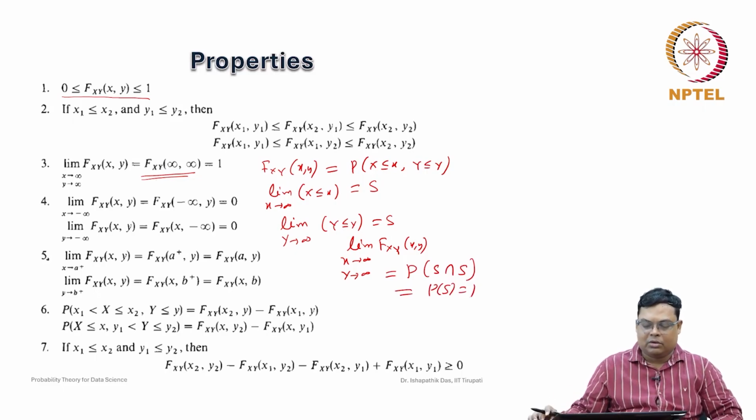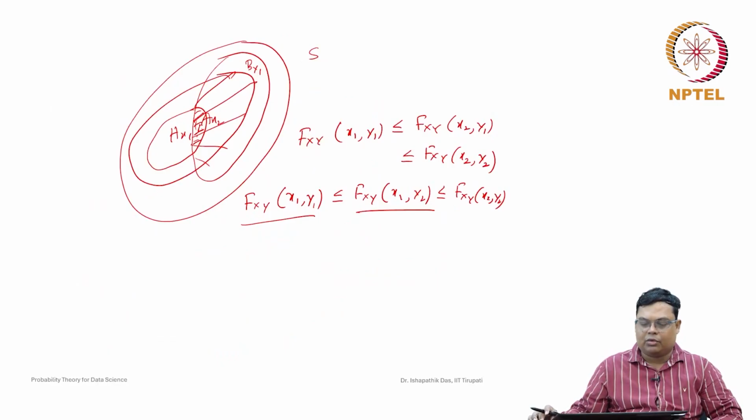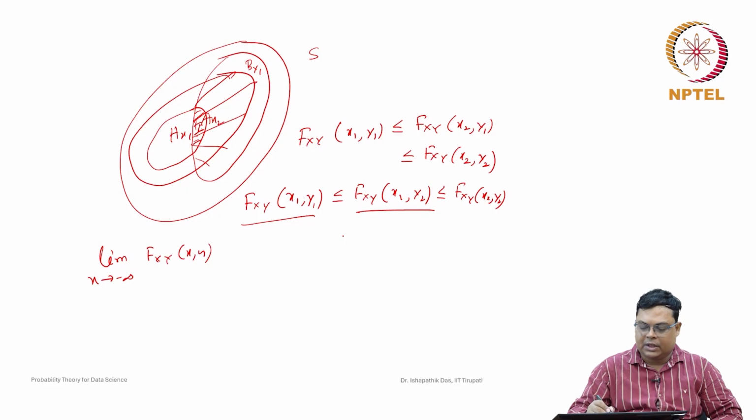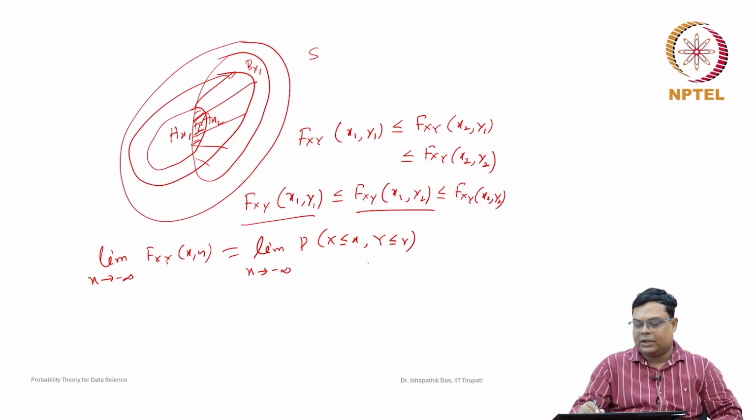Now, if you take the limit of one of the variables going to minus infinity, what will be the value of F_XY? This is nothing but the limit as x goes to minus infinity of the probability that X is less than or equal to x, comma, Y is less than or equal to y. The proof will be different, but here we are just trying to understand what the value should be.